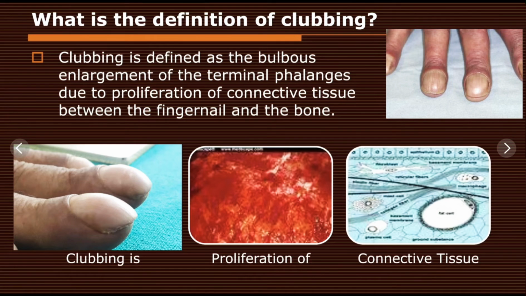So what is the definition of clubbing? Clubbing is defined as the bulbous enlargement of the terminal phalanges due to proliferation of connective tissue between the fingernails and the bones. So between this fingernail and the underlying bone there is connective tissue, and the proliferation of this connective tissue will lead to bulbous enlargement of the terminal phalanges, and this is known as clubbing.